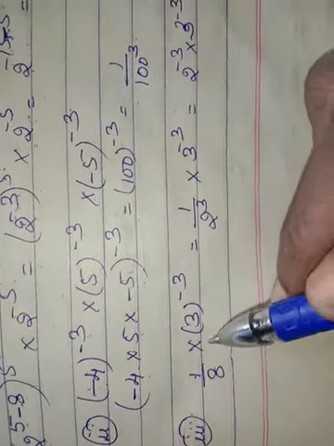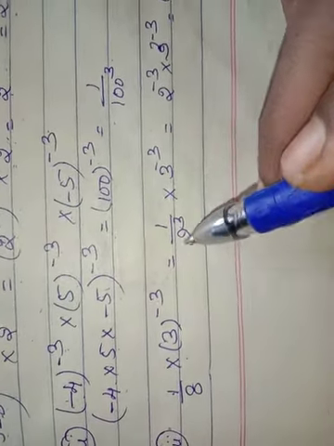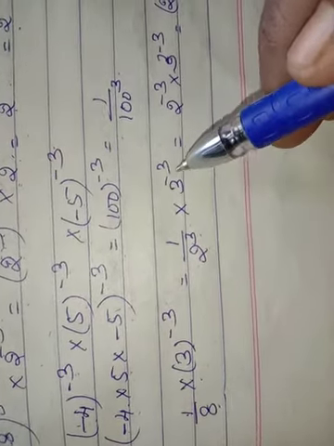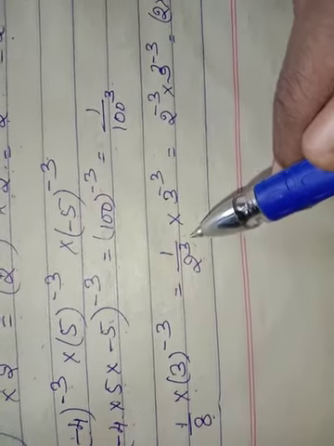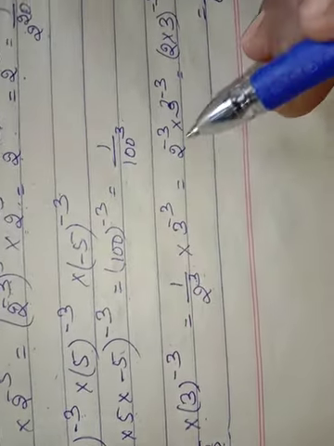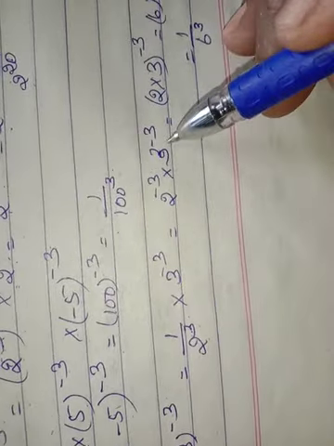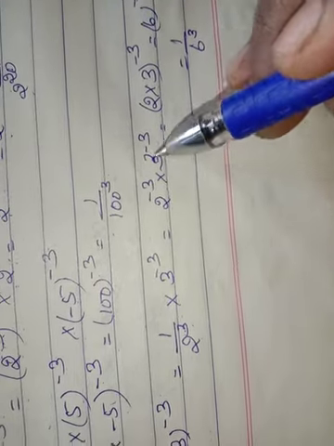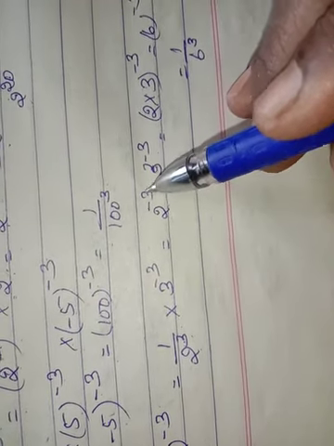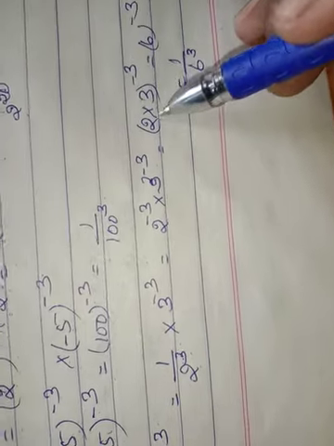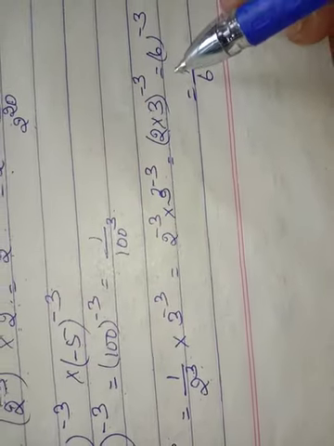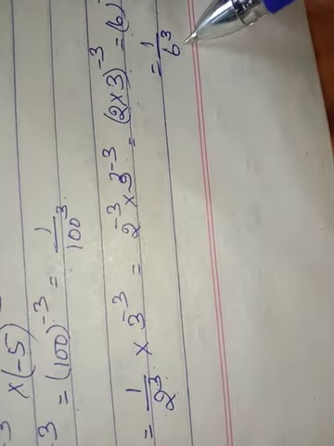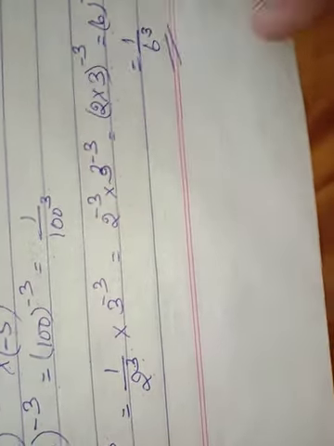Now 1 by 8 into 3 to the power minus 3. That is equal to, 1 by 8 can be written as 2 to the power minus 3, into 3 to the power minus 3. Both bases are different, but since powers are equal, you can multiply and write it like this: 2 into 3 whole to the power minus 3. 2 threes are 6, whole to the power minus 3. So 1 by 6 to the power 3. Okay, this is the answer.